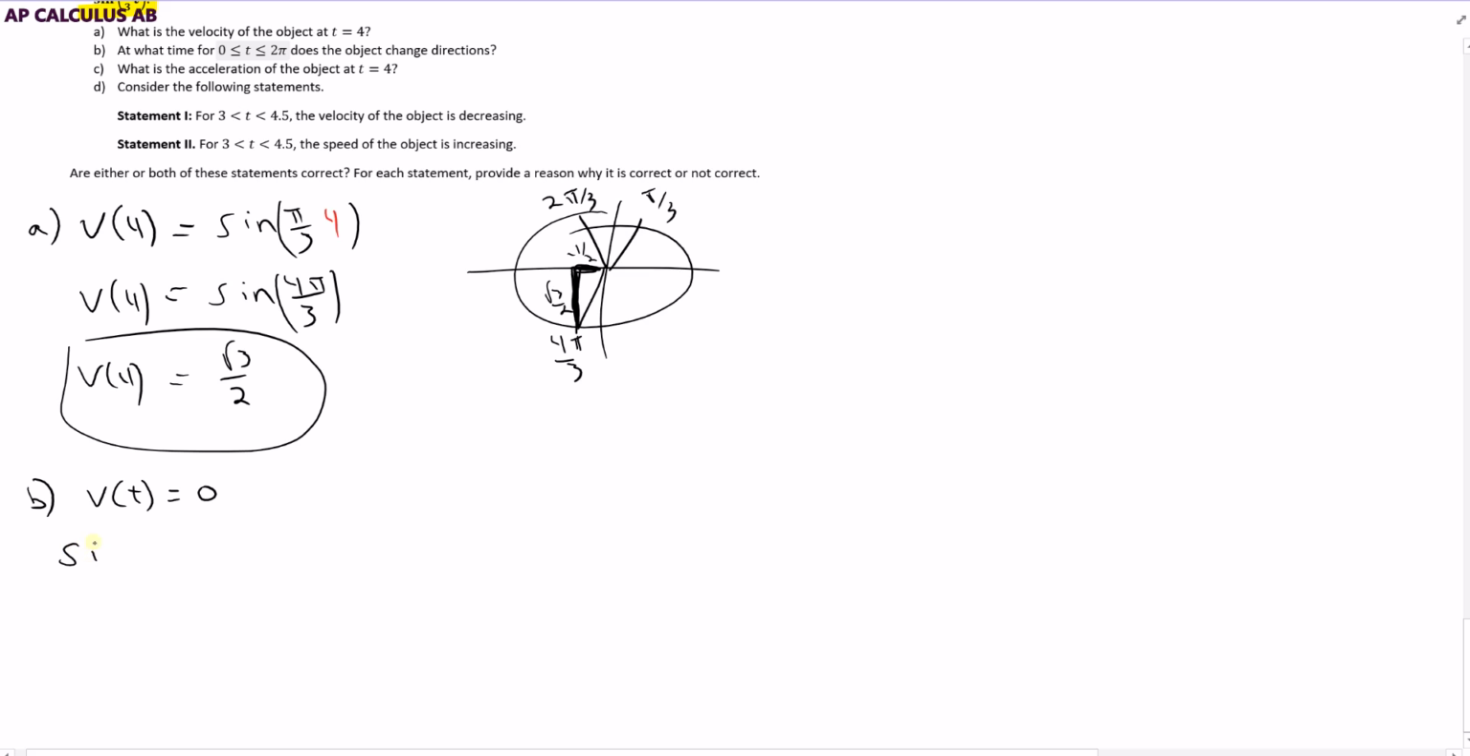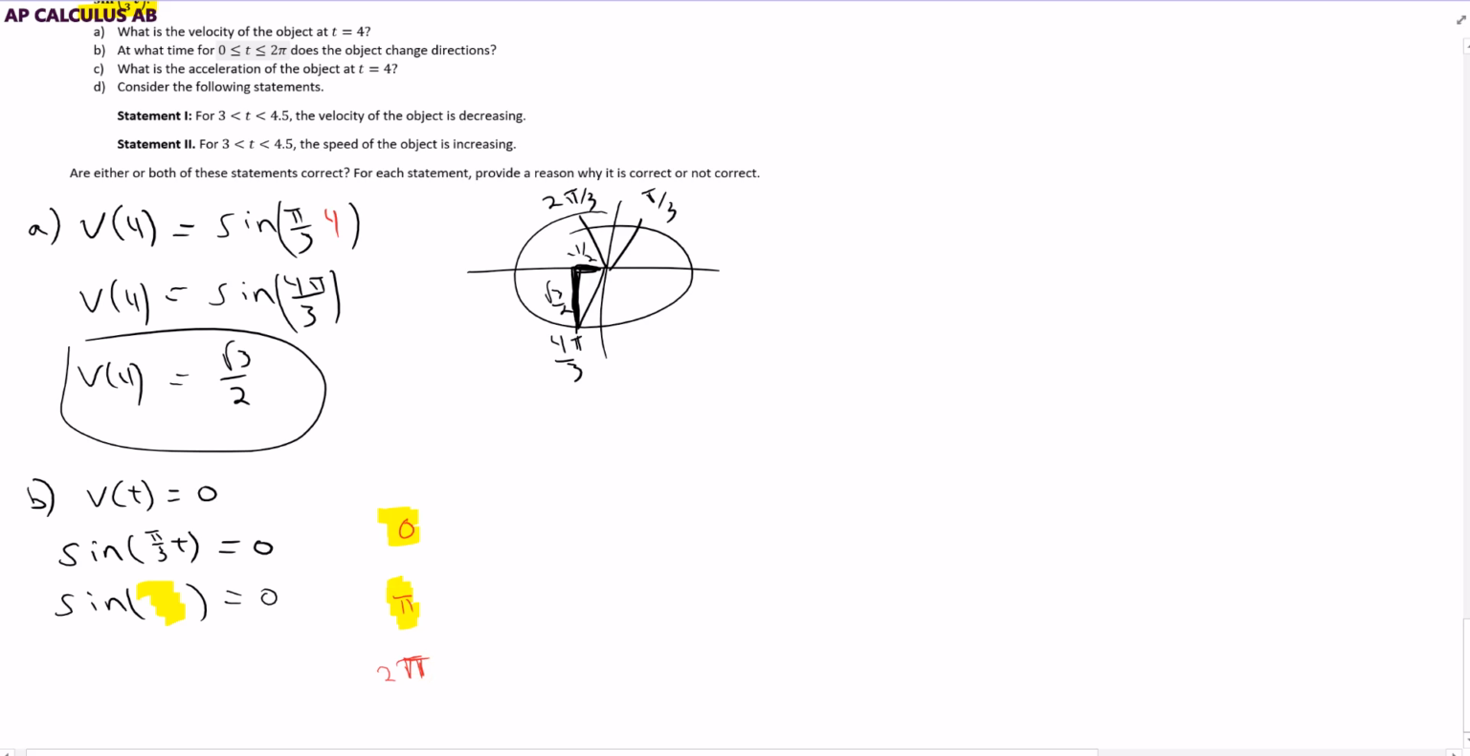So I'm basically taking my velocity function, the one that was given to me, and setting it equal to 0. It's a little bit tricky because, again, this is a unit circle thing, but we're trying to think of sine of what gives me 0. Sine of what gives me 0? Well, the things that give me 0 are 0 and pi and 2 pi. Those are the values that if I plug in there give me 0.